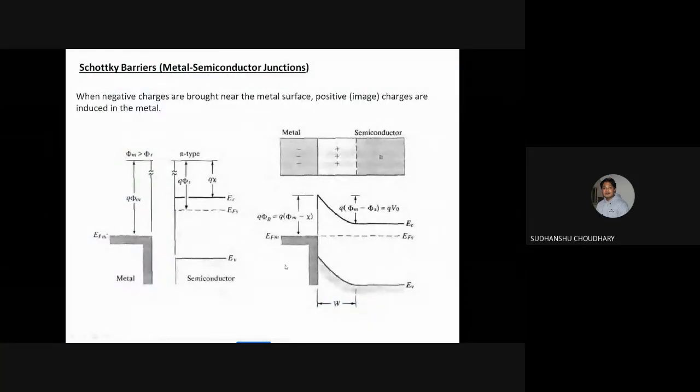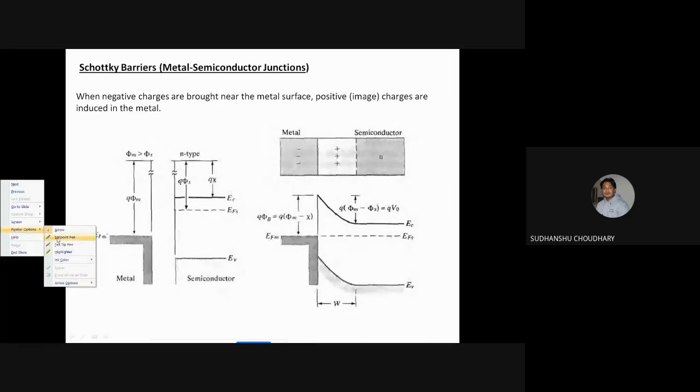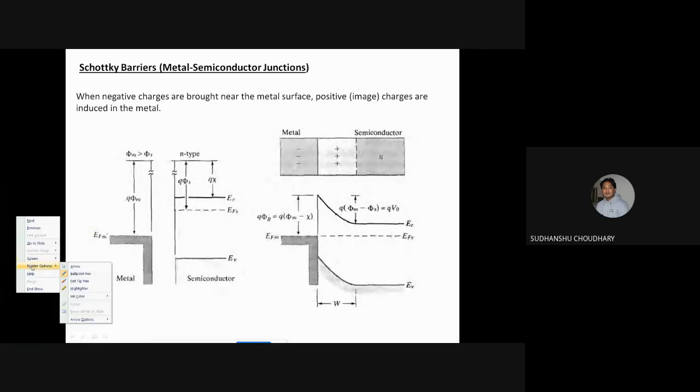In the last lecture, we were talking about the Schottky barriers, or the Schottky contacts or the Schottky diodes, which are formed when you have a junction between a metal and a semiconductor. Then a Schottky contact or a Schottky barrier or a Schottky diode results, right? So when you have a junction between a metal and semiconductor.